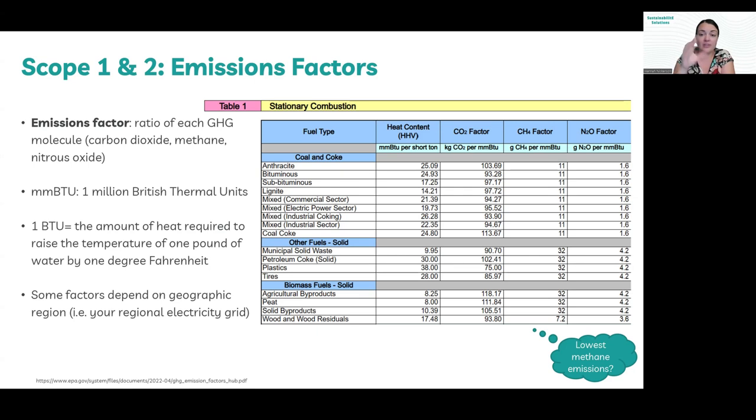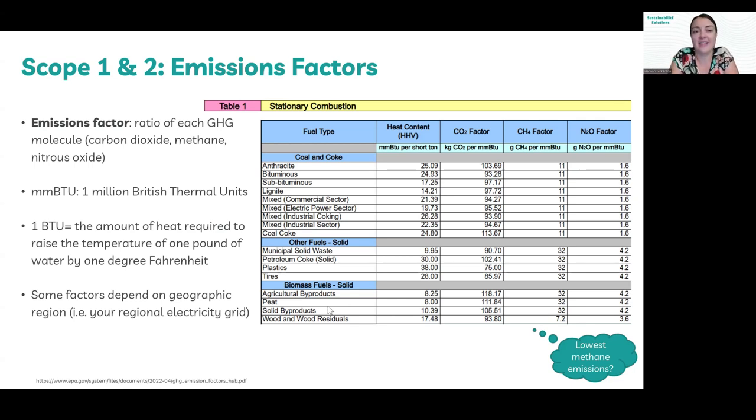The molecules in a chunk of wood or a chunk of coal, what have you, are measured in weight. And the emission factor is the ratio of molecules to the energy provided by any particular energy source. This image is an excerpt from the EPA emissions factors table.